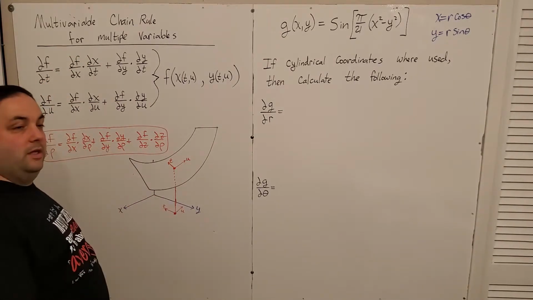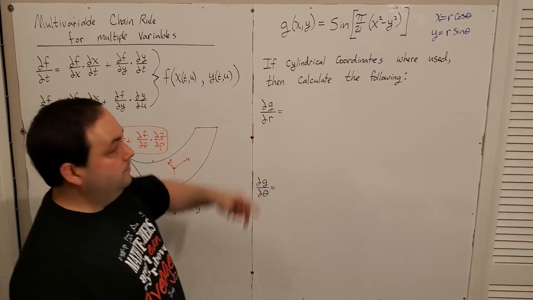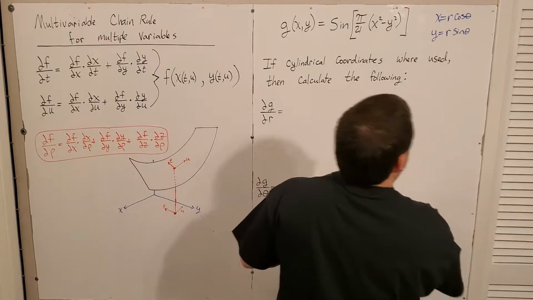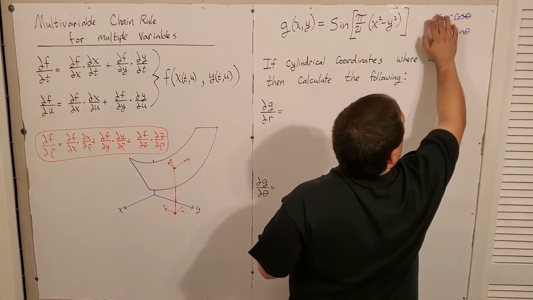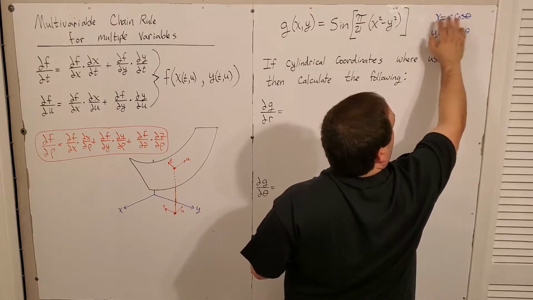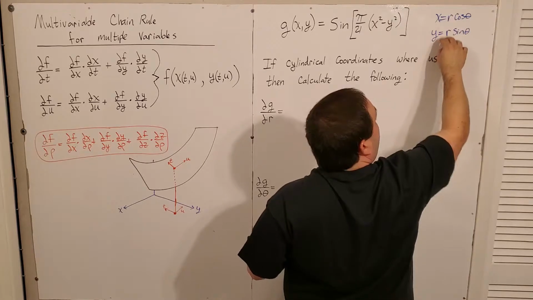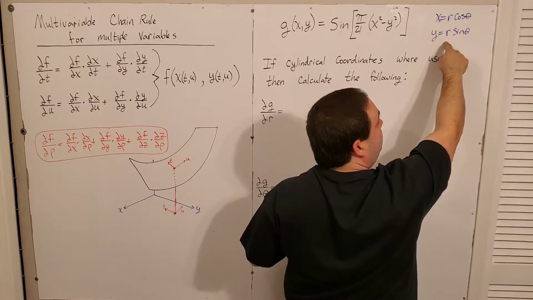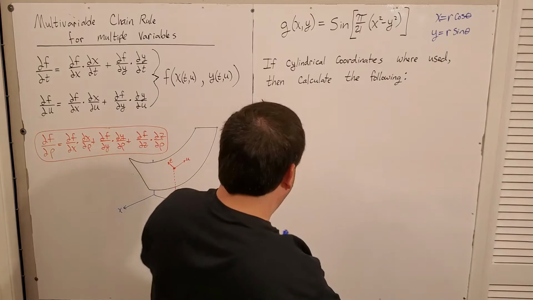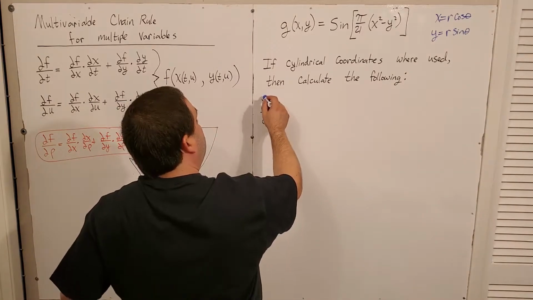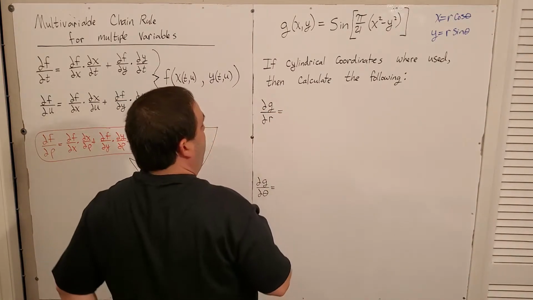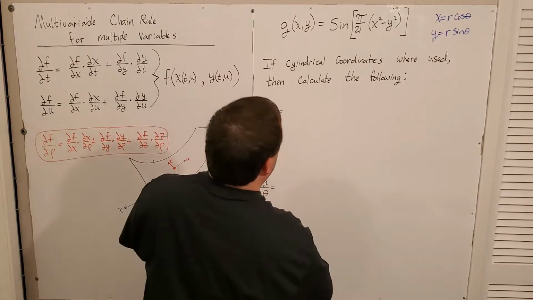The partial of x with respect to r in this case, right? Okay, so I'm going to have my partial derivatives of x with respect to r and theta, and my partial derivatives of y with respect to r and theta, using these equations here. So, what is the partial of g with respect to r?